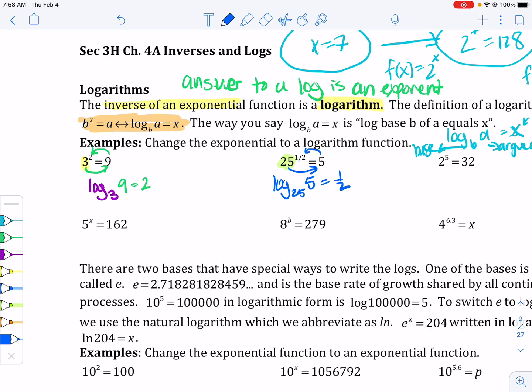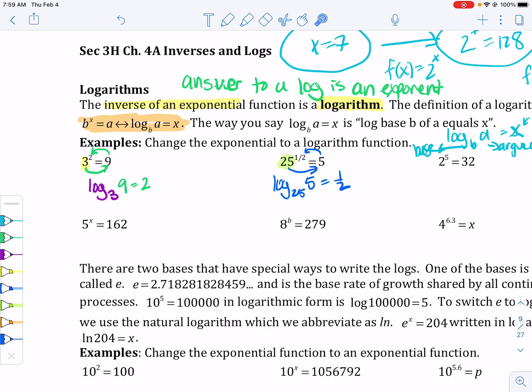Okay. So pause the video here and try the rest of them, switching to a log form. Now remember, it's important that you pause the video and you try it. Things are easier when someone is showing you how to do them as opposed to you trying them by yourself. So it's important to try them by yourself and then check with the rest of the video. Okay? So that means you should have all of these done now.